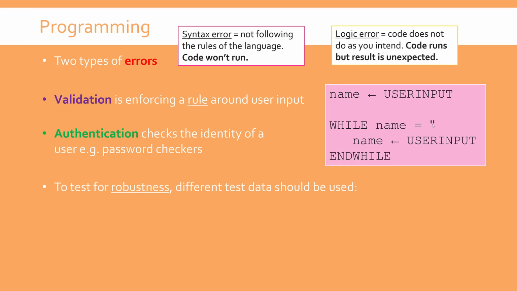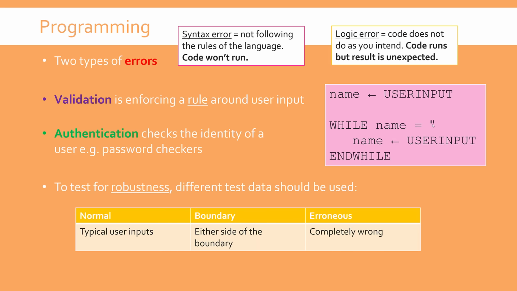And in order to make sure your program is robust, meaning it won't break because of errors, you should use a different range of test data. So you should try some normal test data, which is what you are expecting to get entered. Boundary test data is sort of like either side of the boundary. It might be acceptable, it might not be acceptable, but it's close. Whereas erroneous is completely wrong and probably would break your program if you didn't validate it.